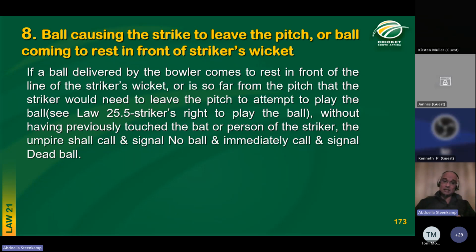You only do this in this instance. In the previous instance, the ball rolled towards the striker, and the law tells us you only call and signal no ball. In this instance, the ball started rolling towards the striker but actually came to a standstill before the line of the striker's wicket. If that is the case, umpire is to call and signal no ball and immediately call and signal dead ball. These two calls should be a split second within each other. You'll call no ball, and a split second later, you need to call and signal dead ball.